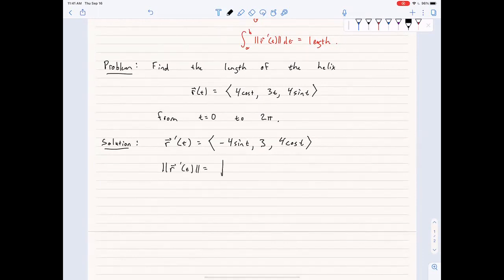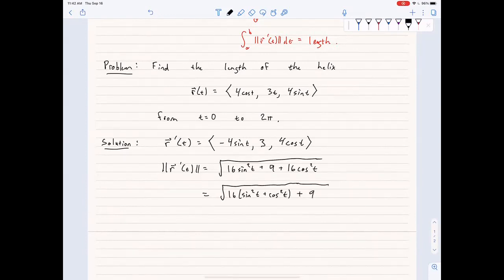Okay, that's great. So now we need to take the magnitude of this. And for that, we have to put everything under a square root. And we're going to square everything and add it up. So we'll get 16 sine squared t plus 9 plus 16 cosine squared of t. But we can pull the 16 out of sine squared plus cosine squared. And of course, we know that sine squared plus cosine squared is 1. That's why doing this kind of a calculation for a helix is quite nice, because this is then just the square root of 25 or 5.